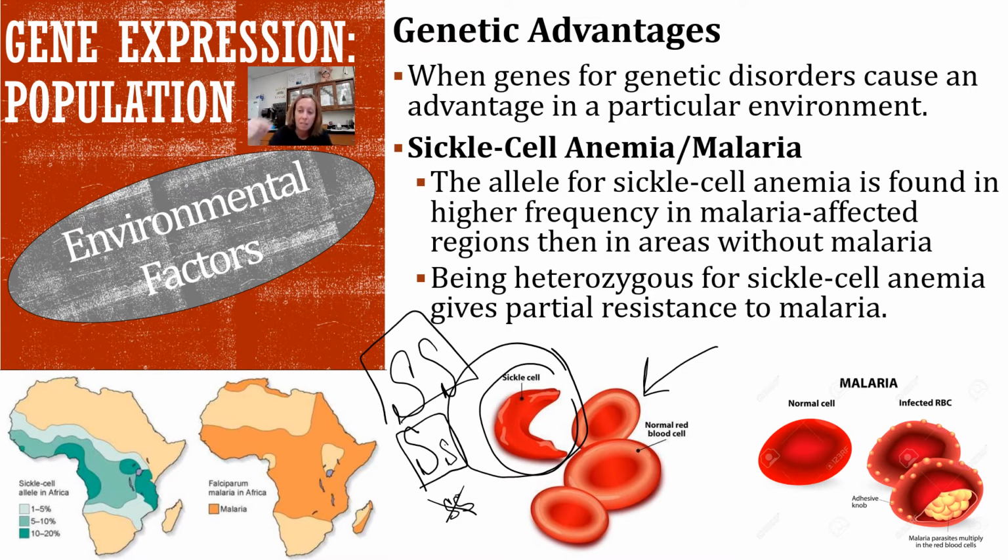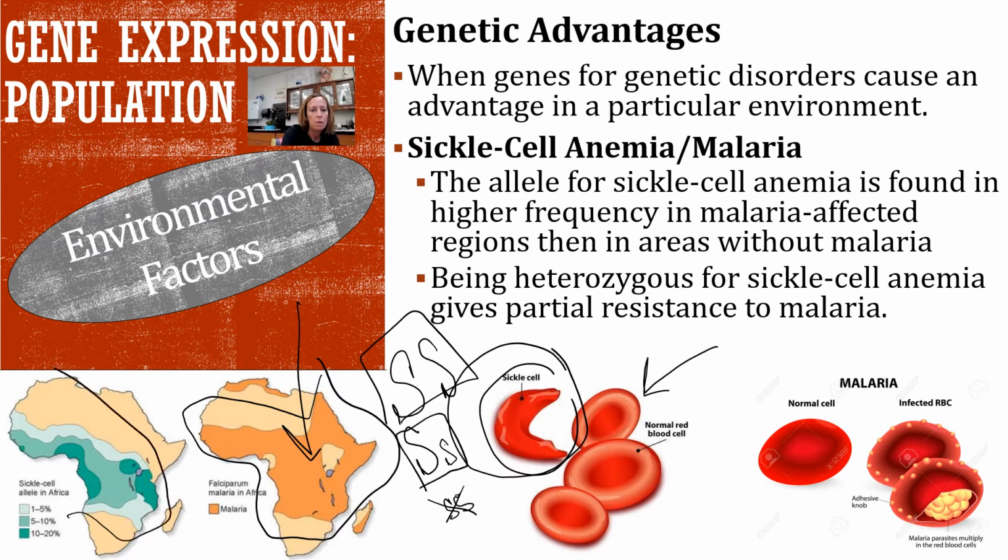So the sickle cell gene ends up hanging around the population, and it becomes more prevalent in areas where there's malaria. This map shows us all this orange area. That's where you find malaria. But look at that. This is also where you find sickle cell anemia.